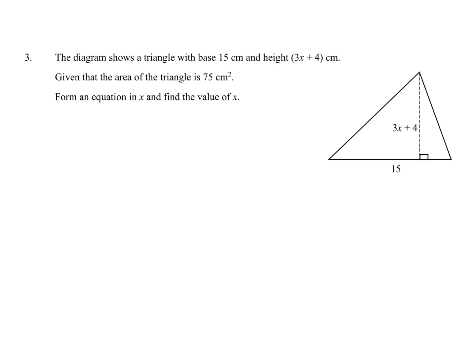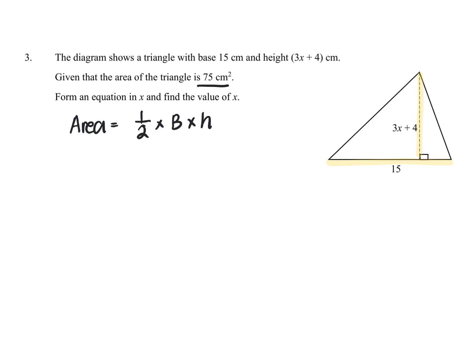Okay, last type of the question. Now, question involving fractions and word problems. So you need to form a little bit of the equation on your own, okay? The diagram shows a triangle with the base is 15 cm and the height is 3x plus 4 cm. It's given that the area of the triangle is 75 cm. So what is area of triangle? Area of triangle is half times base times the height. So we know this is the formula, right?